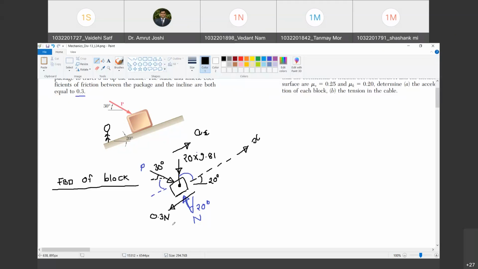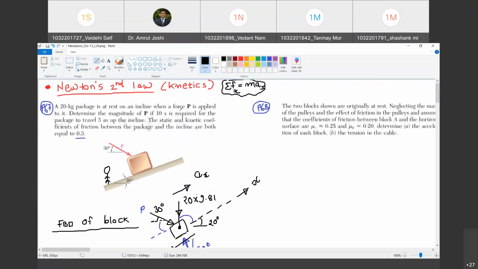And this free body diagram is not complete because I have to also show its acceleration in x direction. Are you with me? Yes, sir. So let us say the package accelerates in x direction with the acceleration ax. Happy? Yes, sir.